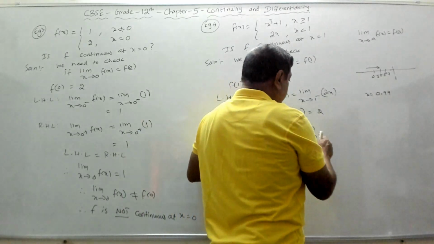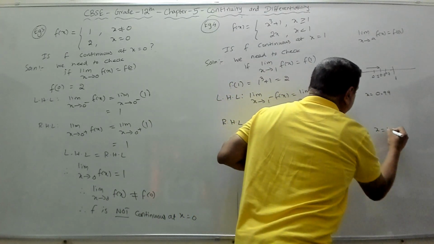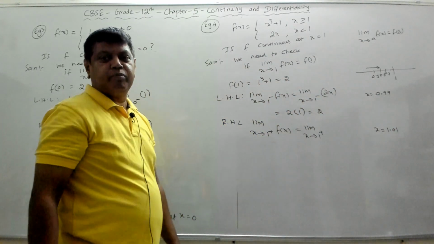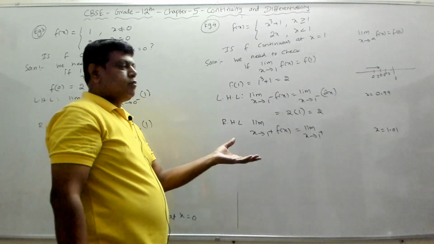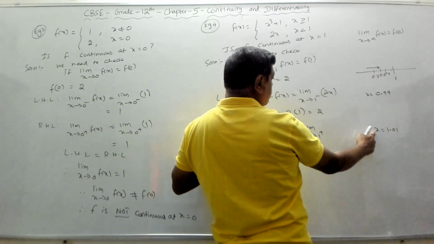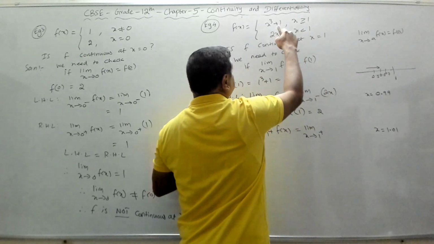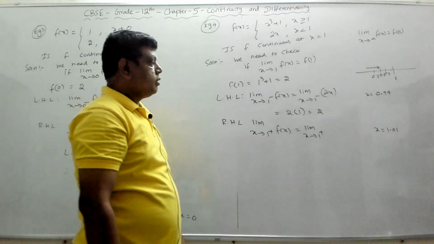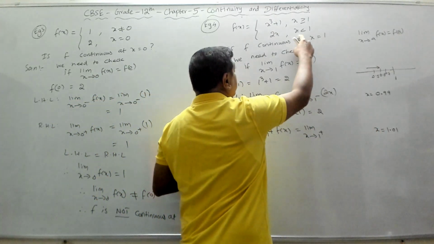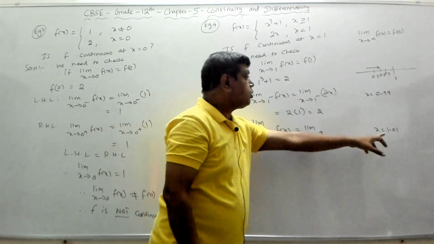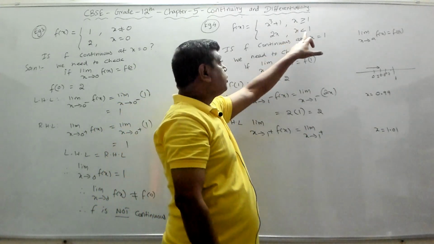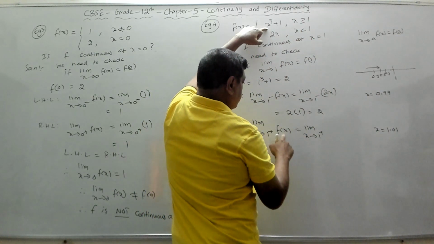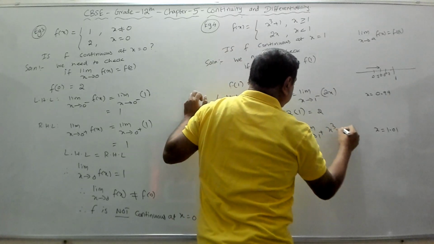Any value very close to 1 but greater than 1, so we can take x as 1.01. Based on the value of x, we will know which function we have to use. Now x is 1.01. Is it less than 1 or greater than or equal to 1? 1.01 is greater than or equal to 1. It's not less than 1. So we should use this function. So in this f of x, I will put x cube plus 1.